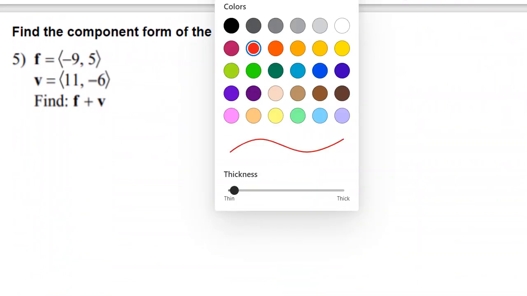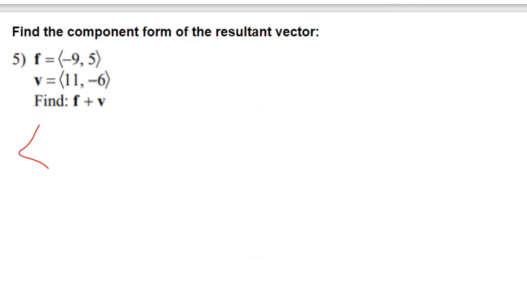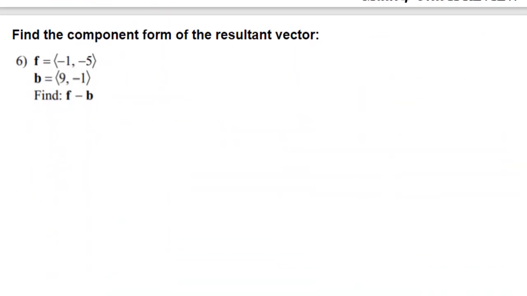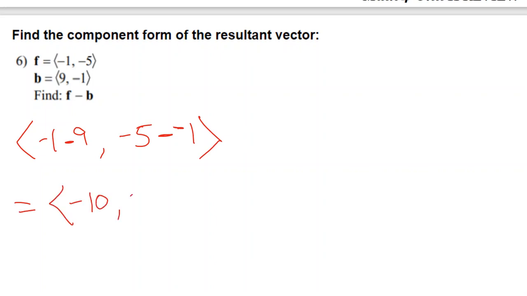Now, we're going to do f plus v for the x side, f plus v for the y side. F minus v is going to be -1 minus 9, and then -5 minus -1, which will give us a -10 and a -4.